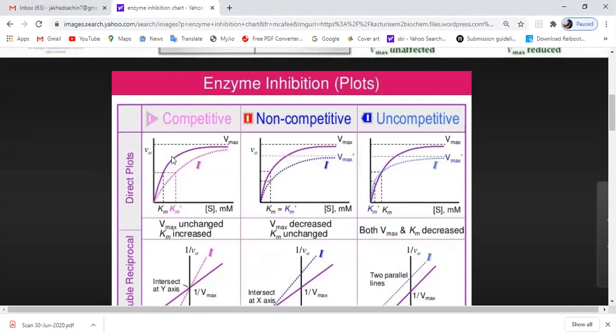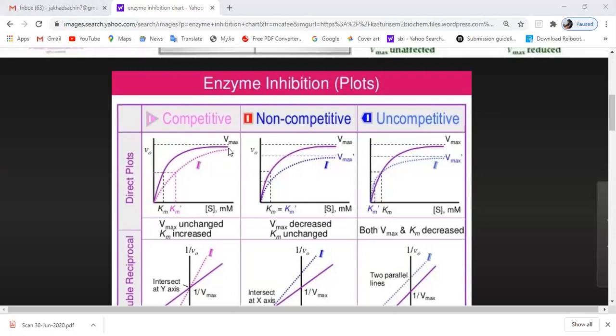So in competitive inhibition, you can see this. If there is a competitive inhibitor, sorry, the Vmax will not change. This curve only shifts here, but it will approach this V maximum. It will join the curve which is present in the absence of inhibitor. So the V maximum will remain the same. There is no change in V maximum.